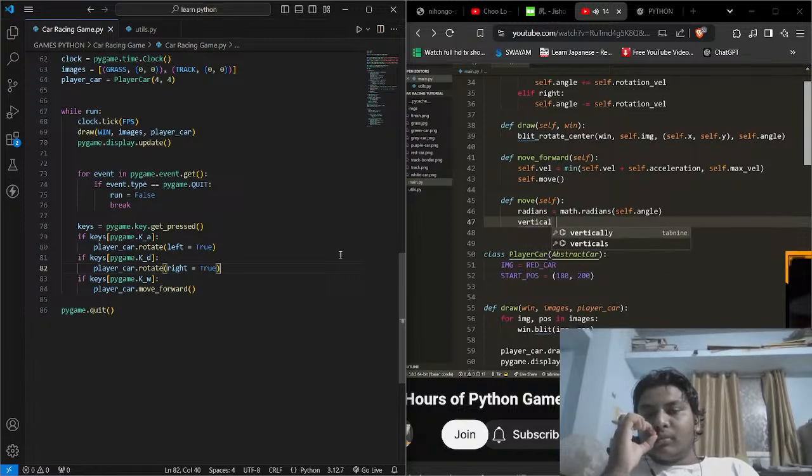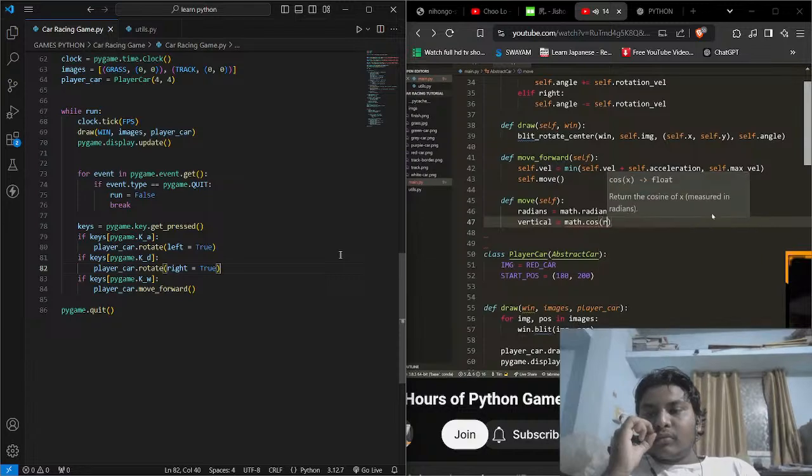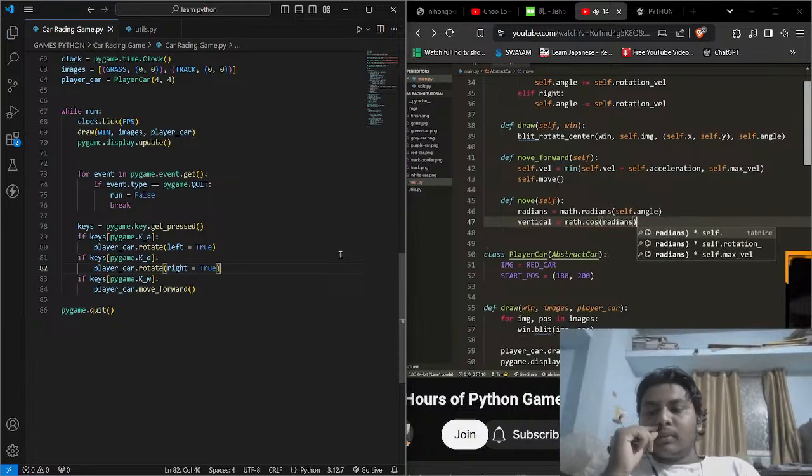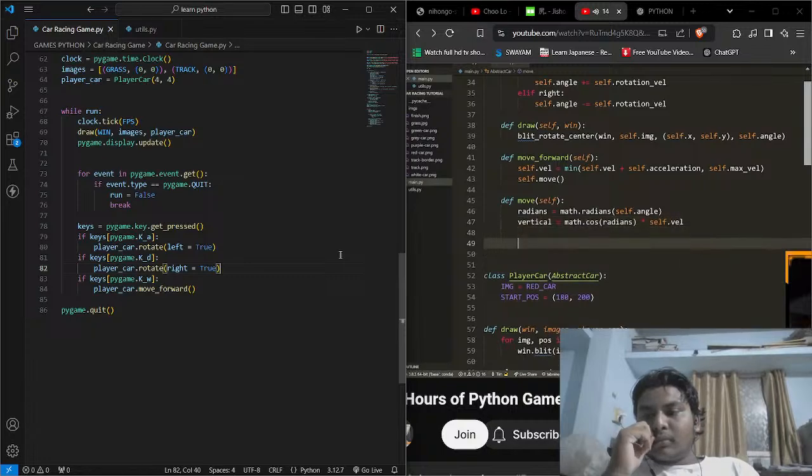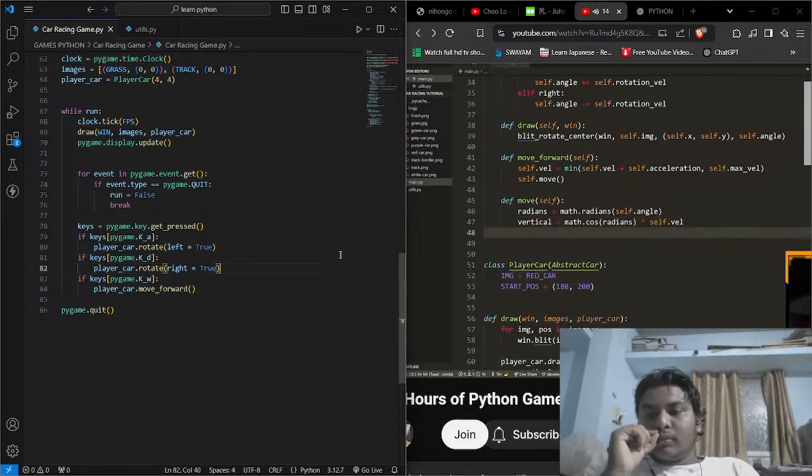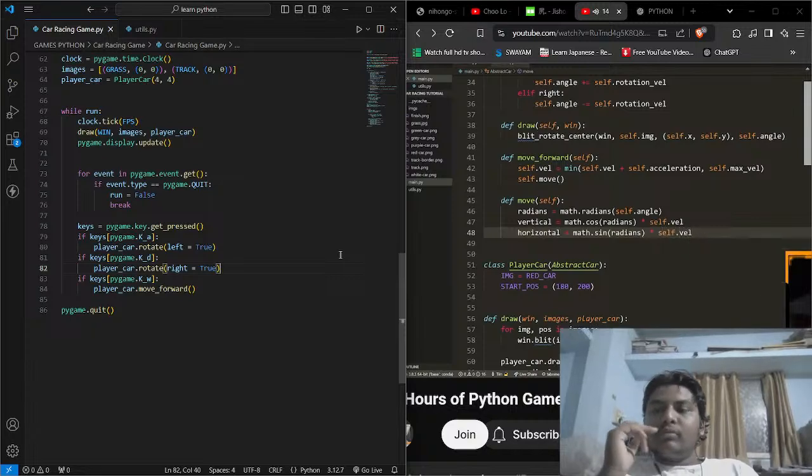Now let's calculate the vertical displacement or the vertical velocity. We're going to say vertical is equal to math.cos of radians multiplied by self.velocity. I actually think this is going to be cosine for this. And then we are going to say that the horizontal is equal to math.sin of radians multiplied by self.vel.